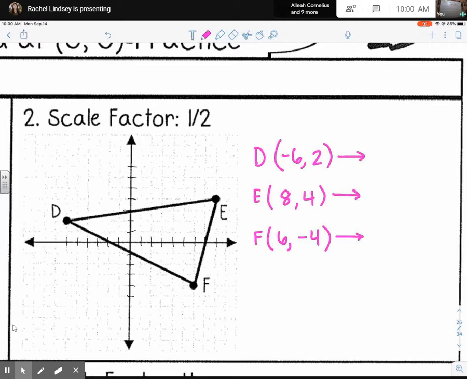So, I'm going to multiply all of those by 1/2. So basically, I'm trying to find what a half of those is. What's half of -6? -3. What's half of 2? 1. So D prime is at -3, 1.